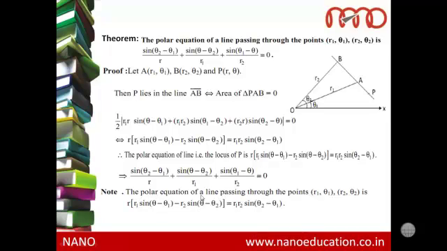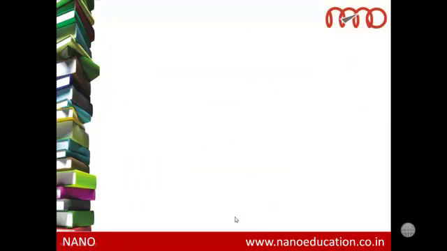So the polar equation of a line passing through 2 points (r1, θ1) and (r2, θ2) is given by, either you can write it in this form, sin(θ2 − θ1)/r + sin(θ − θ2)/r1 + sin(θ1 − θ)/r2 = 0, or you can even write it as r[r1 sin(θ − θ1) − r2 sin(θ − θ2)] = r1 r2 sin(θ2 − θ1). Let us see some examples.